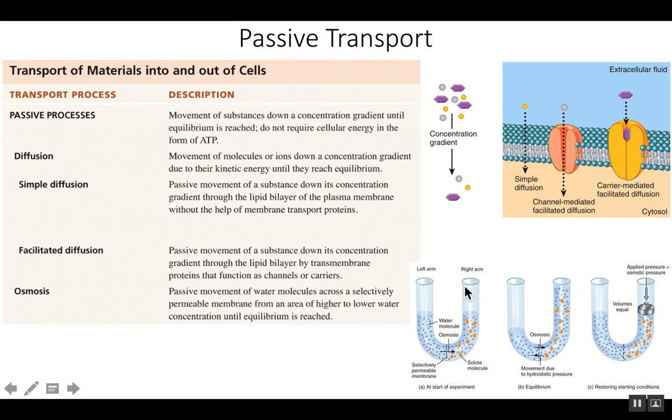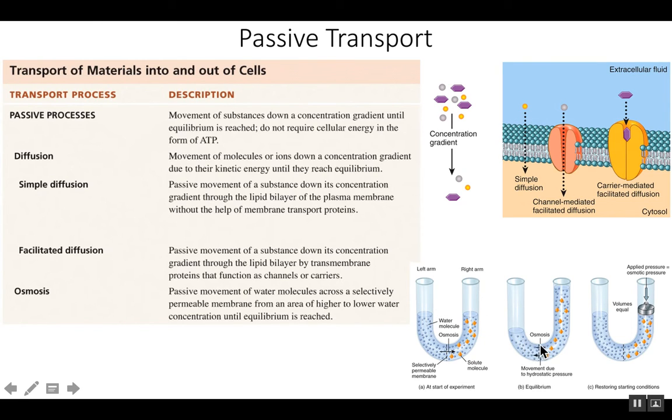If we look down here on these drawings, this shows osmosis. Osmosis is when you have a concentration difference of water. So if we look on this side of the tube compared to this side of the tube, there are more water molecules here. Why is that? That's because there's solute molecules over here. A solute are other molecules in that water. So water will want to move from this side to this side, from the left to the right, because there's less water here, because there's solute molecules.